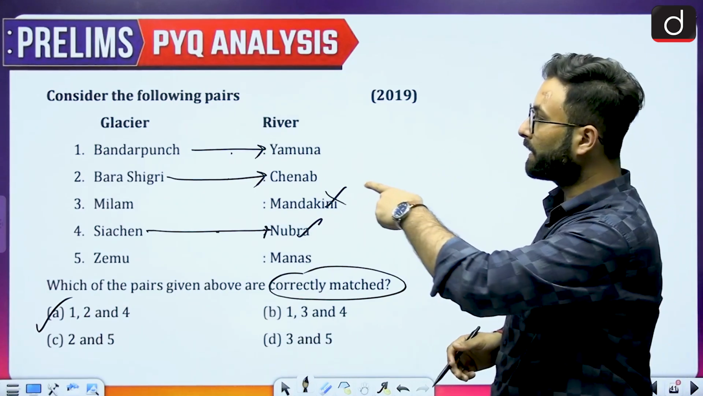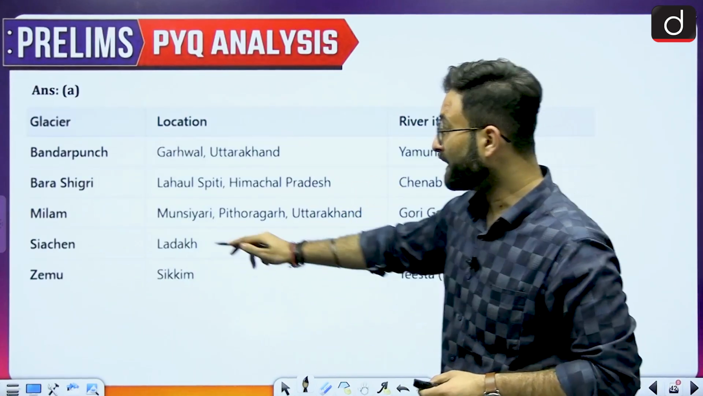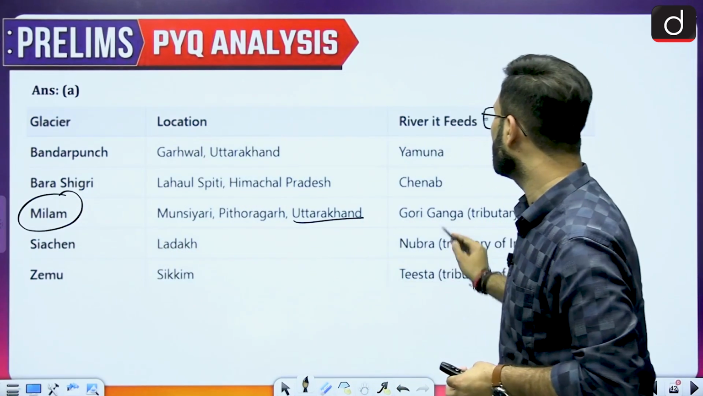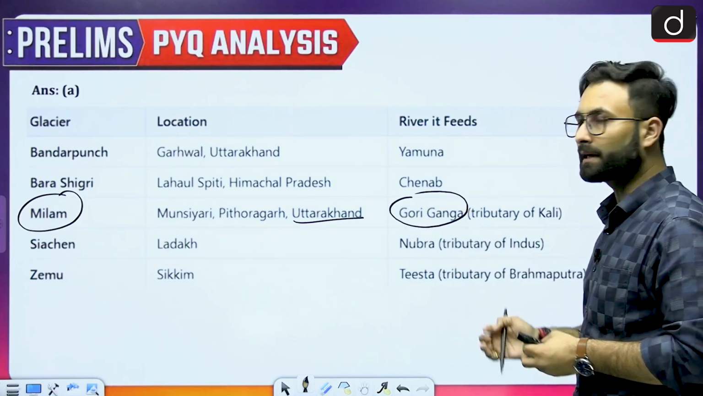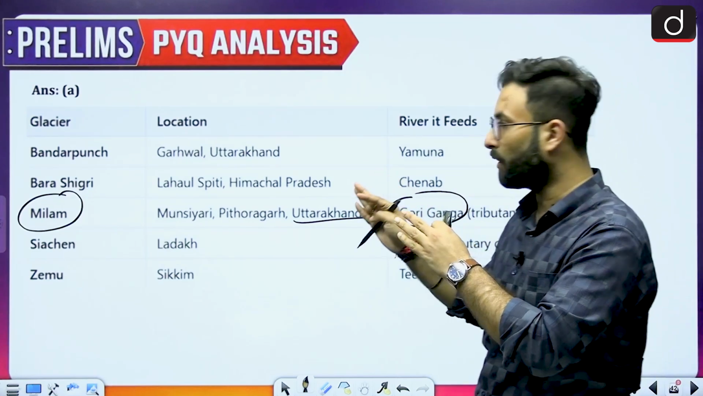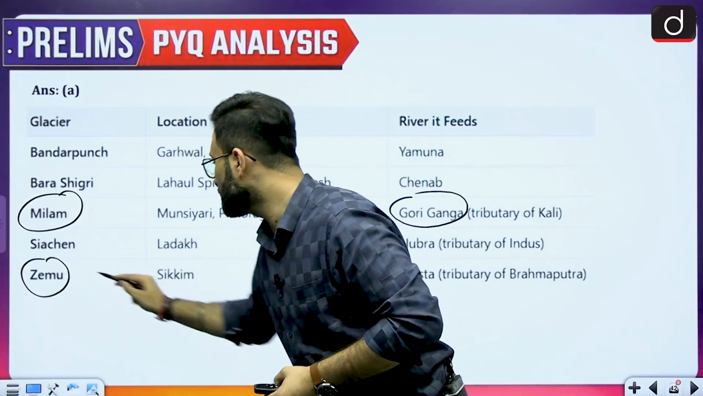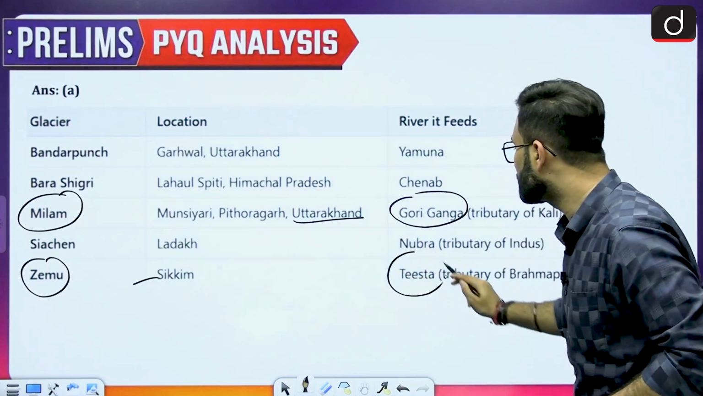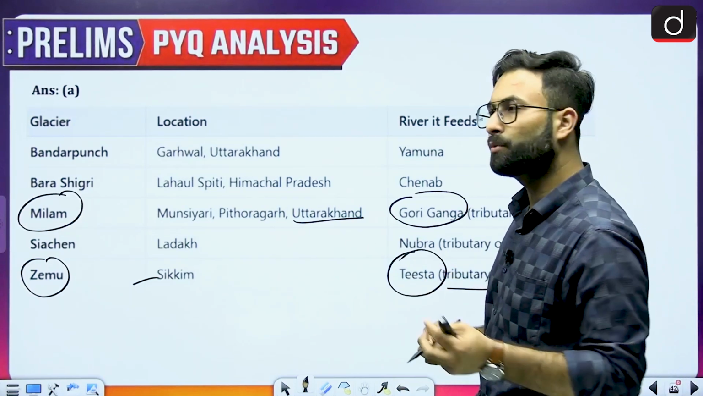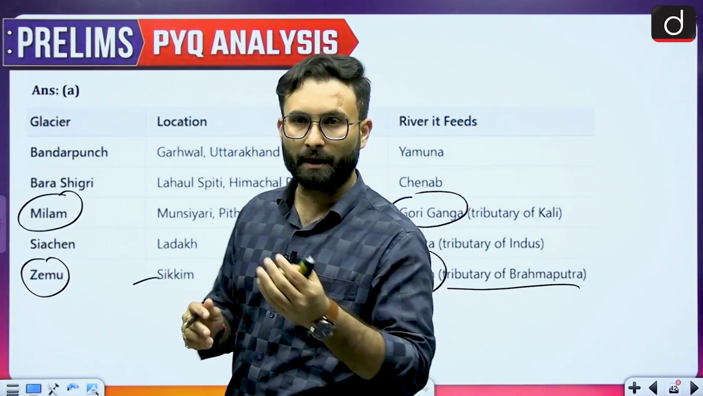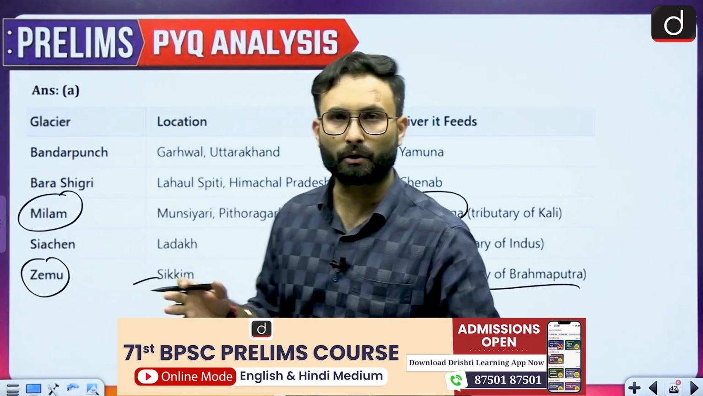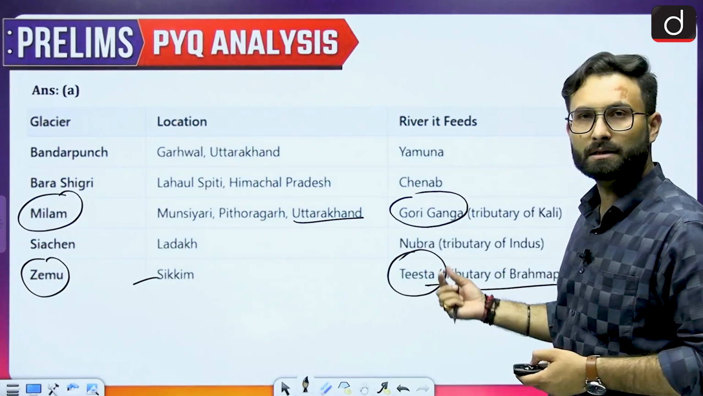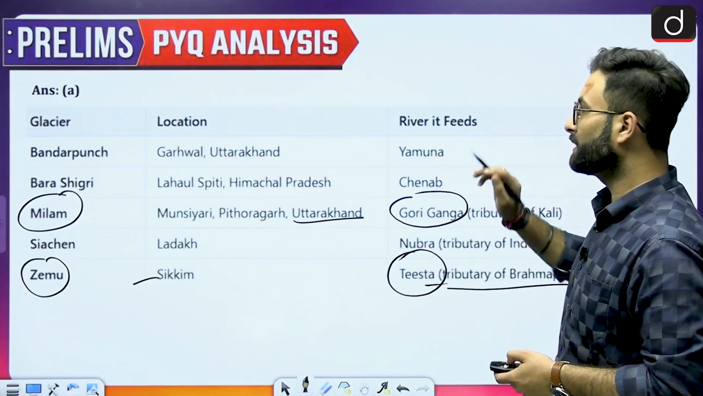Now if you look at the third one and the fifth one, Milam is located in Uttarakhand. Over here Gori Ganga is a river, a tributary of the Kali river, and that is the origin of this particular river. Then Zemu is in Sikkim. Here you can see Zemu with Manas has been given, but it is in Sikkim, and it is the Teesta river which originates from there. You must have heard about this particular area in the vicinity of Chungthang, so that becomes important. Zemu is the place from where the Teesta comes out, a tributary of the Brahmaputra river. That is something you should remember.